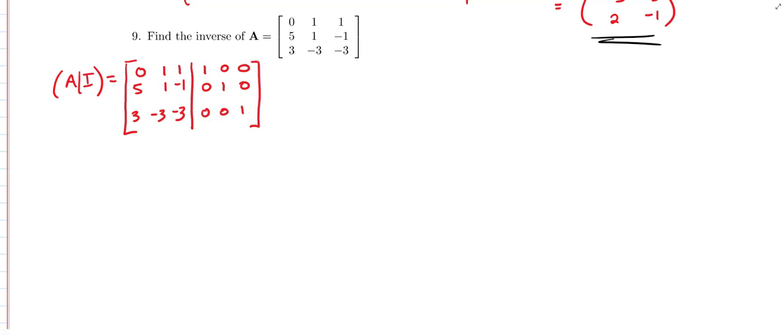So I chose this example for two reasons. One, because it's messy and it has fractions, and that's just the nature of working with matrices. It's almost impossible when you're looking at inverses to not have fractions if it's just coming up to you in the real world. The second thing is we have a situation here where this 1-1 entry is 0.